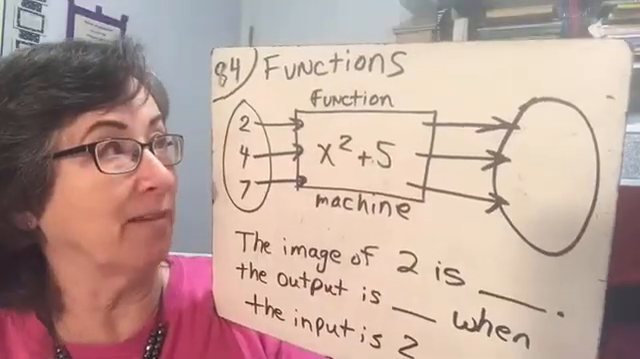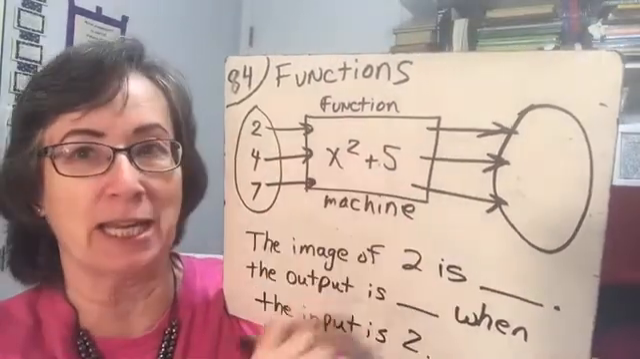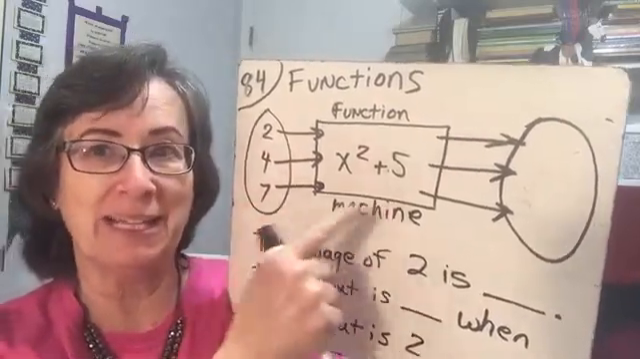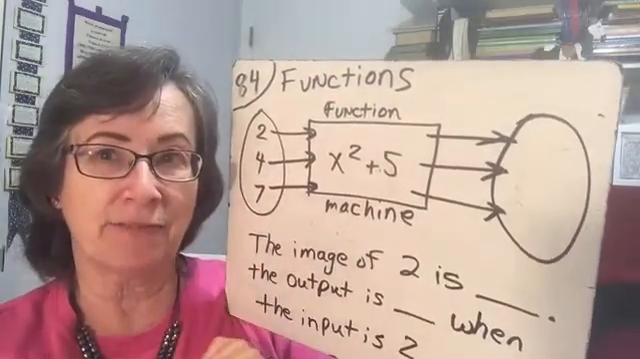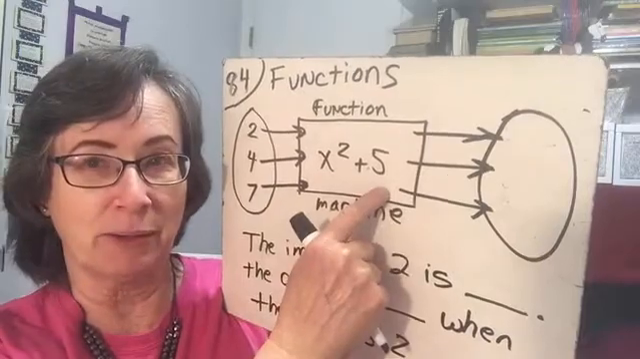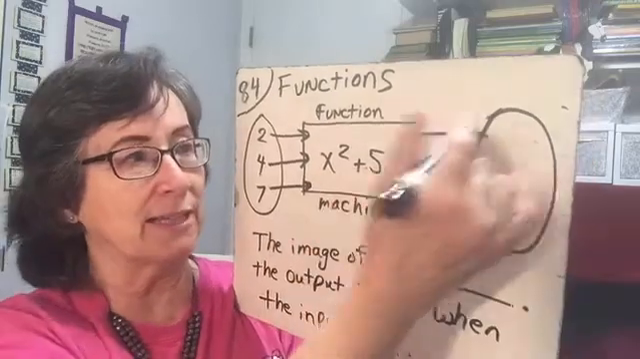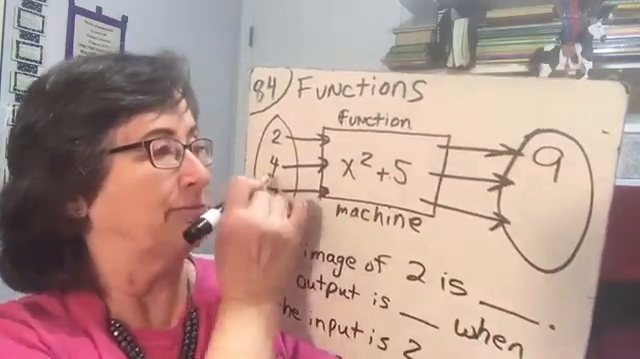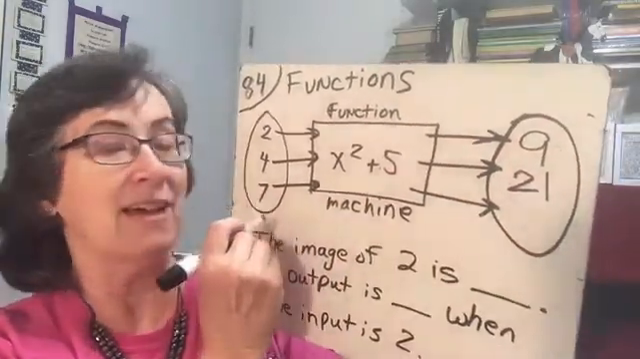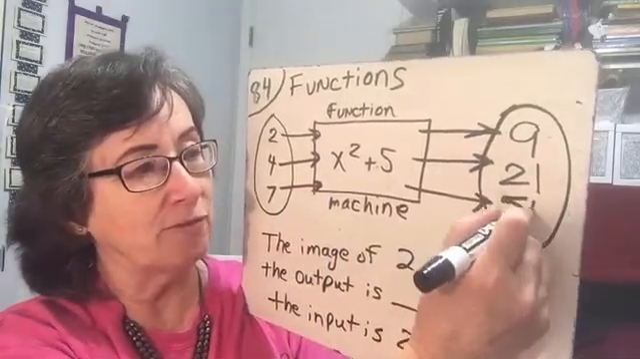Now we're talking more about functions, and we can think of functions as a function machine. Here we have some inputs, 2, 4, and 7, that are going into our function machine. Inside our function machine we square the input and then add 5 to it and spit it out. So if we take 2 and square it, that's 4, plus 5 is 9. If we take 4 and square it, that's 16 plus 5 is 21. If we take 7 and square it, that's 49 plus 5 is 54.